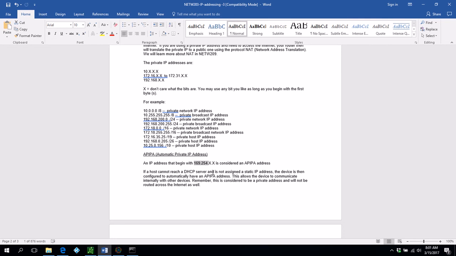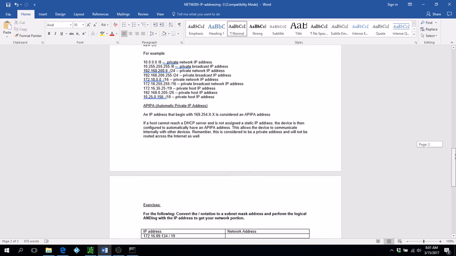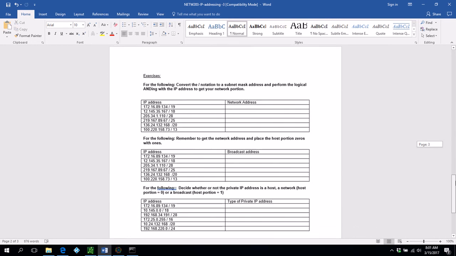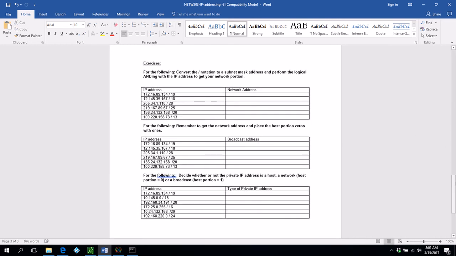Okay? So again, going to the bottom, there are some exercises that you can play around with. This one is figuring out the network address given an IP. So again, you just do the ANDing to figure out the network address. For the second part, after you find the network address, all you have to do is go to the host portion of the IP, fill it up with all ones, and then reread the address in decimal format, and that will be your broadcast address.